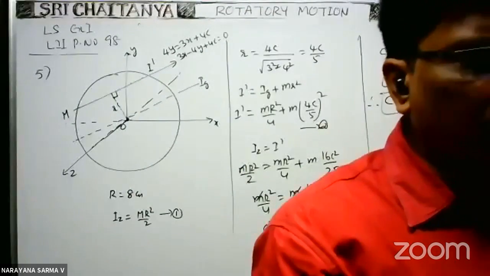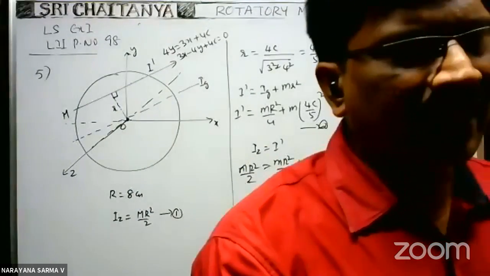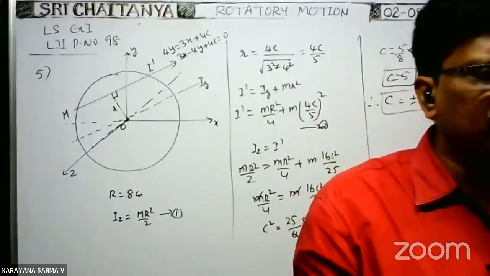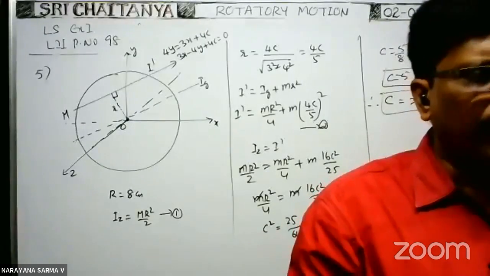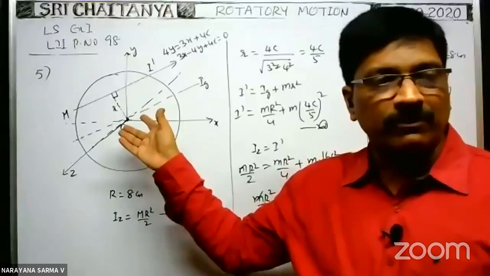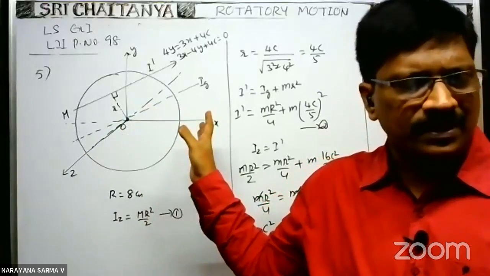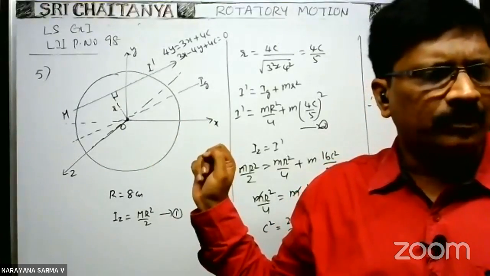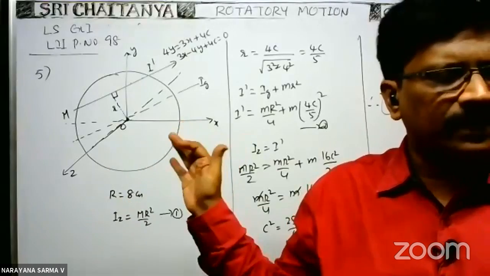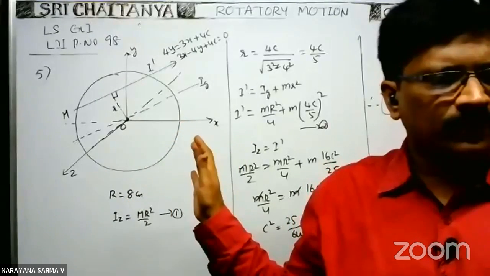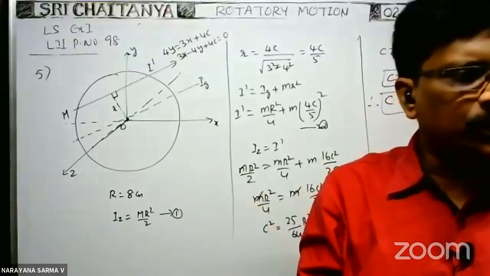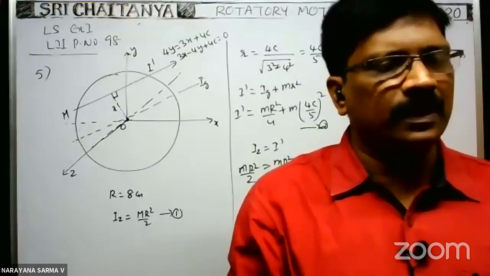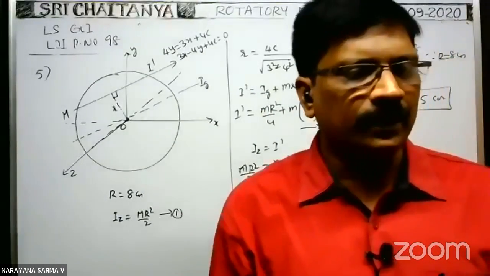Why mR square by 4? Again you are coming back to the original points. In case of a circular disc, about an axis passing through the center and perpendicular to the plane of the disc, the moment of inertia is mR square by 2 only. About the diametric axis, the moment of inertia is mR square by 4. Just at the beginning of the class today I said these formulas, and by using the parallel axis theorem and perpendicular axis theorem I explained how you can find the moment of inertia. You have to remember the formulas first. You practice the formulas, then you can do the problems easily.